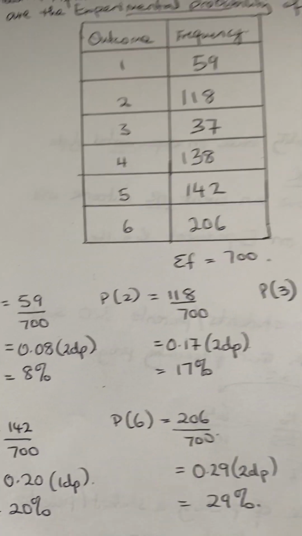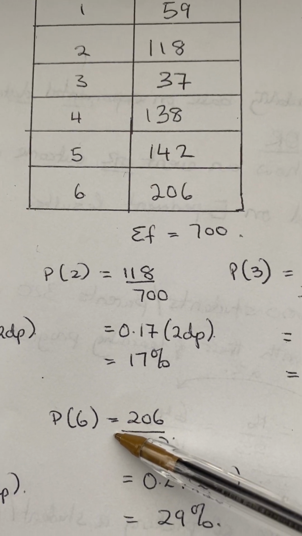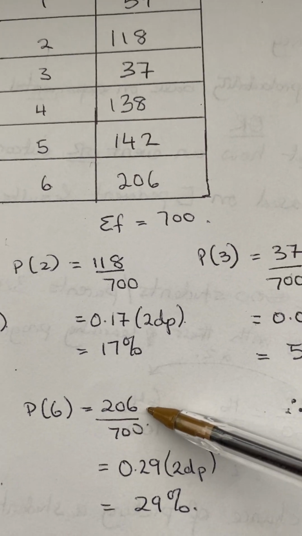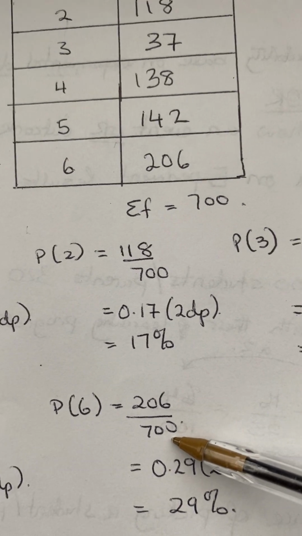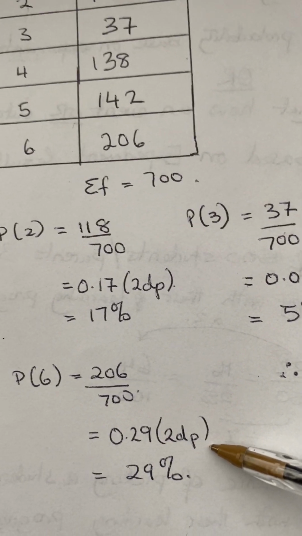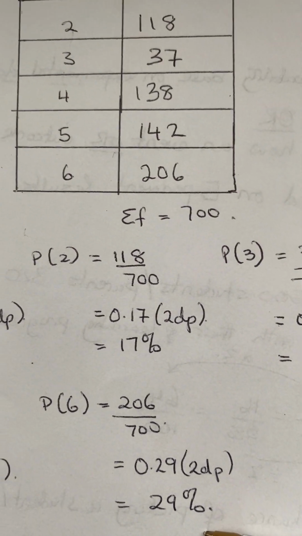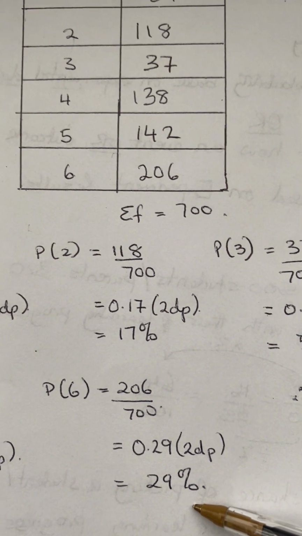Okay, now probability of getting a 6 is 206 out of 700, which is 0.29 to 2 decimal places, times 100 is 29%.